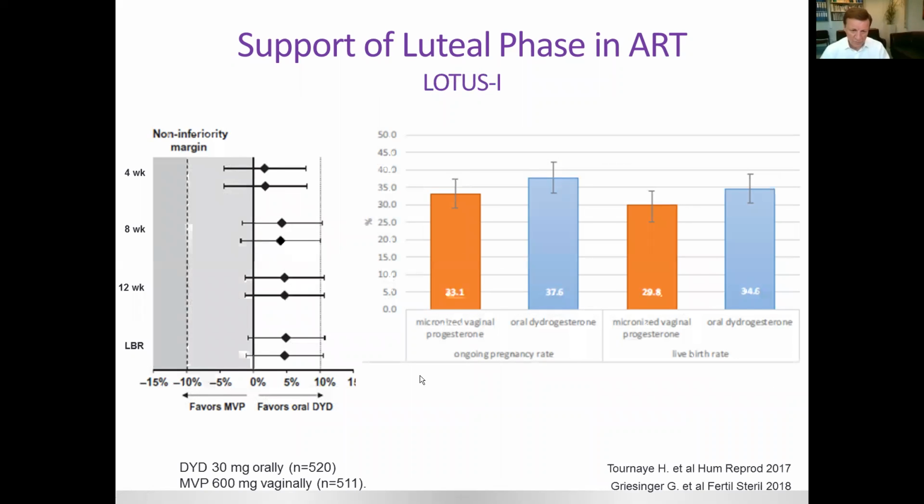There is a very large prospective randomized trial concerning dydrogesterone taken orally versus 600 milligrams micronized vaginal progesterone. Initially, this LOTUS trial was done as a non-inferiority trial, but then it turned out that there is at least a trend to a beneficial effect with dydrogesterone compared to micronized progesterone, not only in ongoing pregnancy rates, but also in live birth rates. It's not statistically significant, but there is a trend. Obviously, this pronounced progestogenic efficacy of dydrogesterone is beneficial.